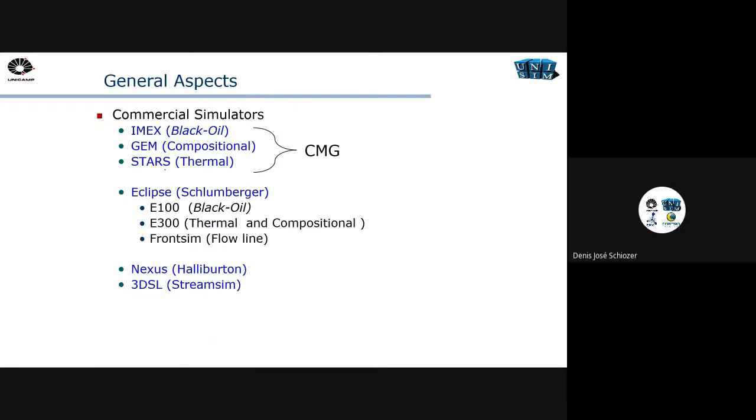Okay, these I've seen already. These are the simulators we have. I'm not talking too much about this. You are using IMEX in the project. For the pre-salt, we are going to talk a little bit about GEM, which is the compositional model. For the thermal simulations, for CMG, it is STARS. We have the equivalent black oil, compositional, and thermal. We have from CMG 3DSL, which are streamline simulators that we are not talking too much about because they are not very used nowadays. We have Nexus from Halliburton and other components, and we have several commercial simulators that can be used.